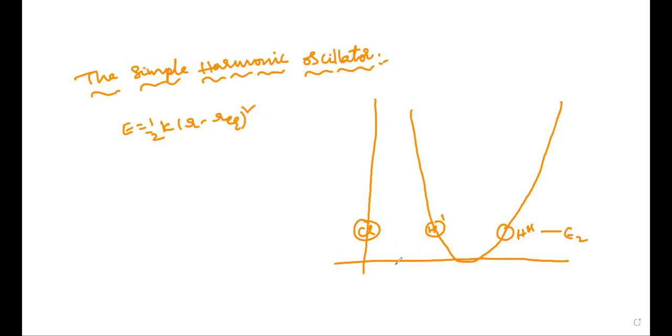So if the energy of the HCl molecule is increased from this E2 to E1, like this the energy of the molecule increases, and the separation between these two atoms will increase.